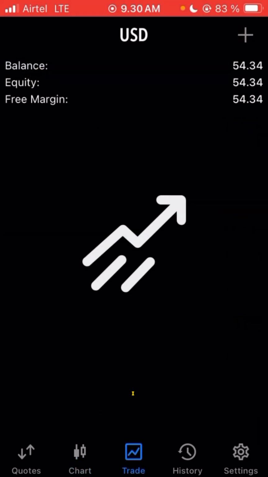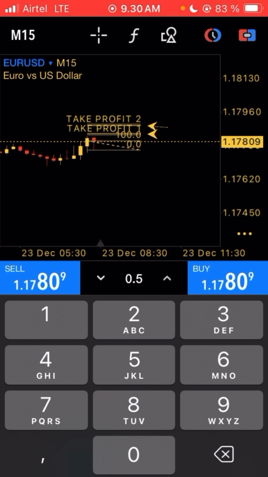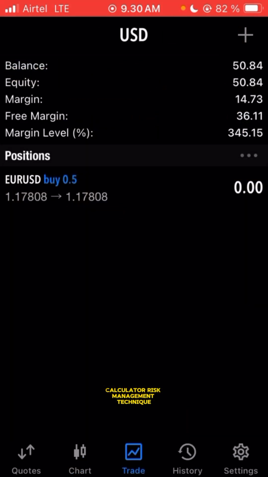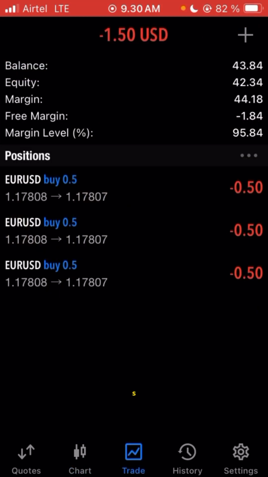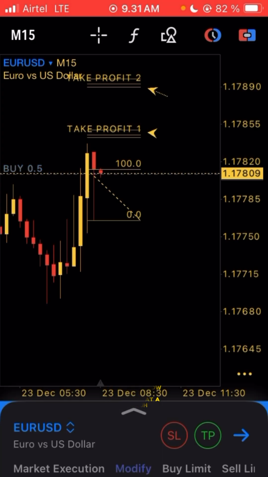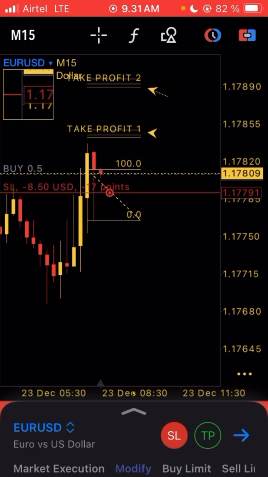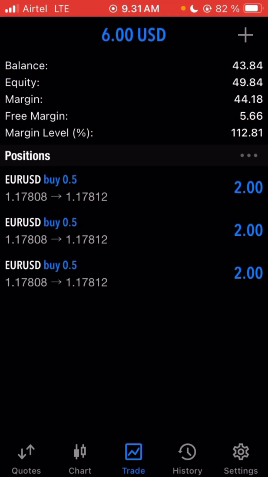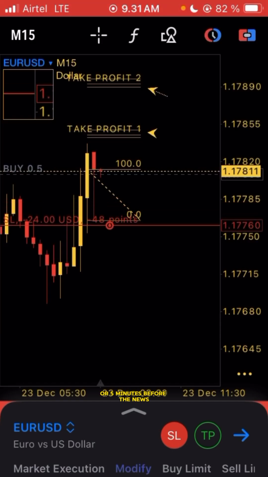I will have to use my calculated risk management technique. So right now I'll use this EURUSD. So I'm not gonna expect too much. EURUSD is slow but quite aggressive at a news impact. So news impact is coming soon, so I'm just waiting for it. So I just want to enter like 10 minutes before the news or 5 minutes before the news.